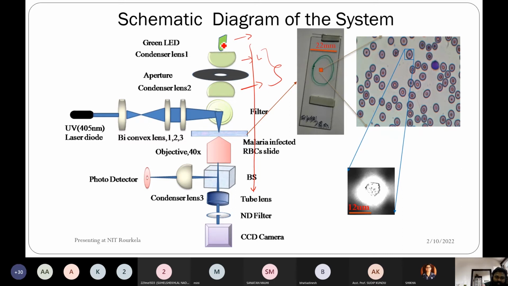When you have any LED, there is some filament inside, just as in a general bulb we used to see a filament. While imaging, these things come into the picture and your image will be disturbed. To overcome this, there is a color elimination system, also called a 4F system. We have the aperture and the condenser lens for that.